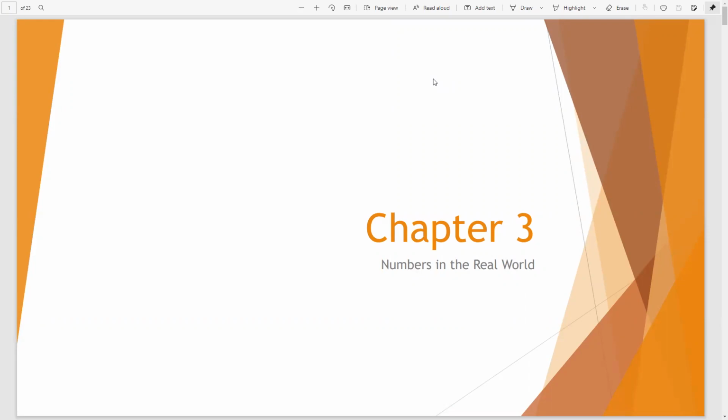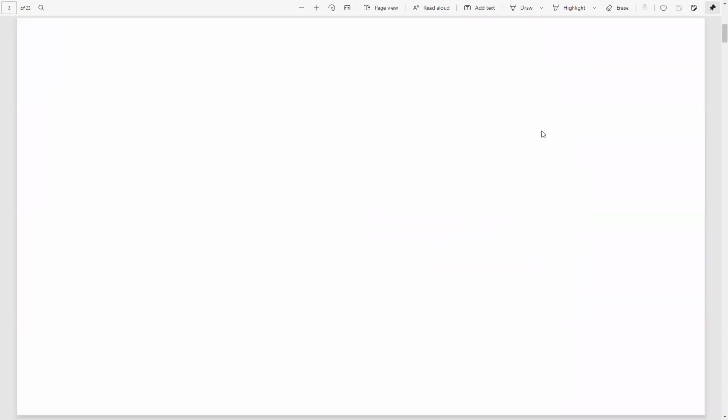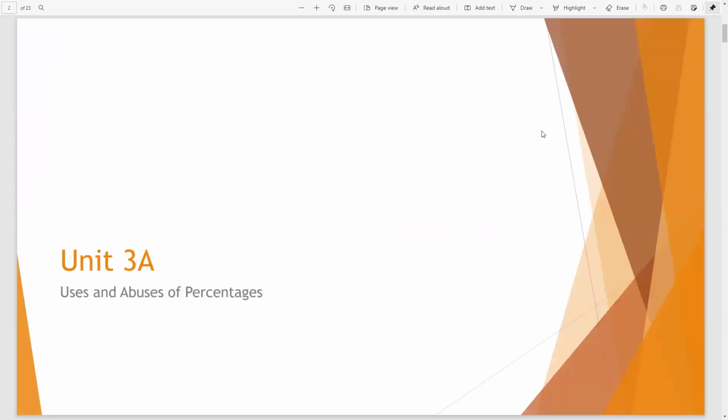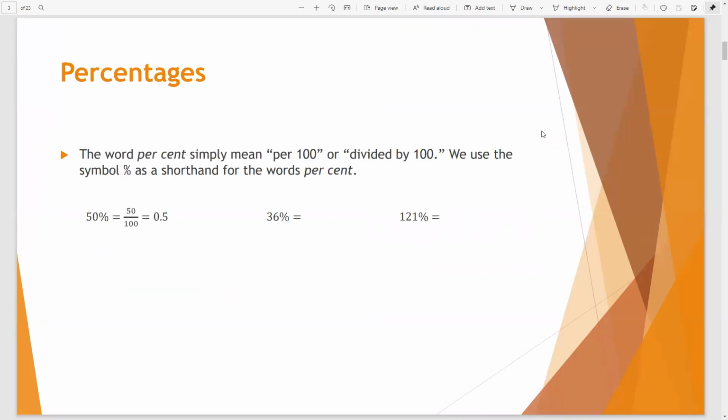Right, that's quantitative reasoning, and that's our first chapter, chapter 3, numbers in the real world. The first unit is about percentages: uses and abuses of percentages. So what is percentage? The percentage is the word percent, which simply means per 100 or divided by 100. We use the symbol % as a shorthand for the word percent.